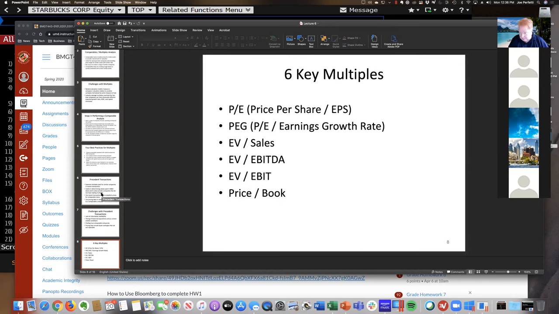So generally there are six types of multiples that we would normally cover. In this shortened version of the class, we're going to focus on three. The three multiples we're going to focus on are the price to earnings, or PE multiple, the EV to sales, or enterprise value to sales, and the enterprise value to EBIT. Those will be the three core multiples that we're going to go over.